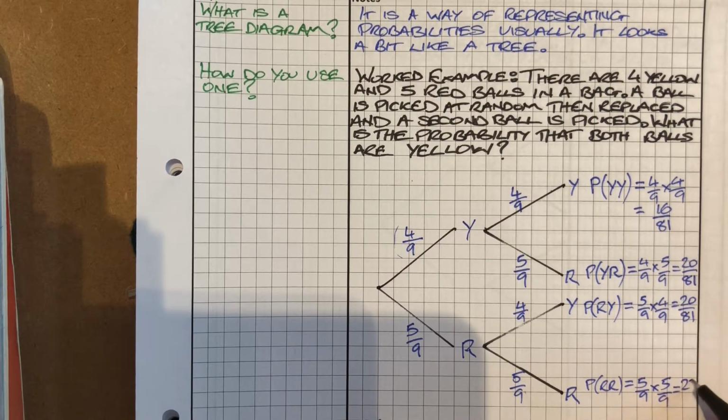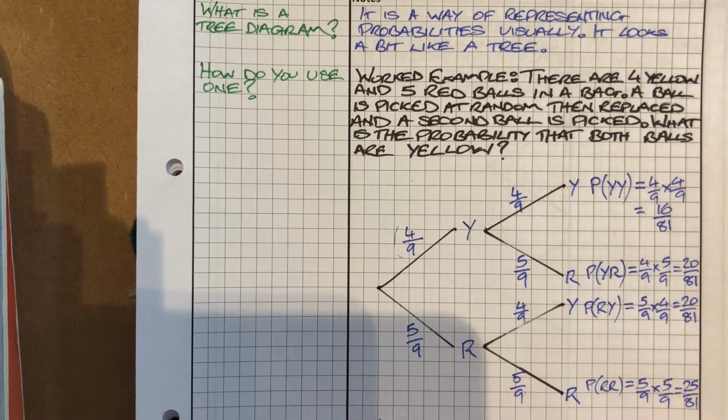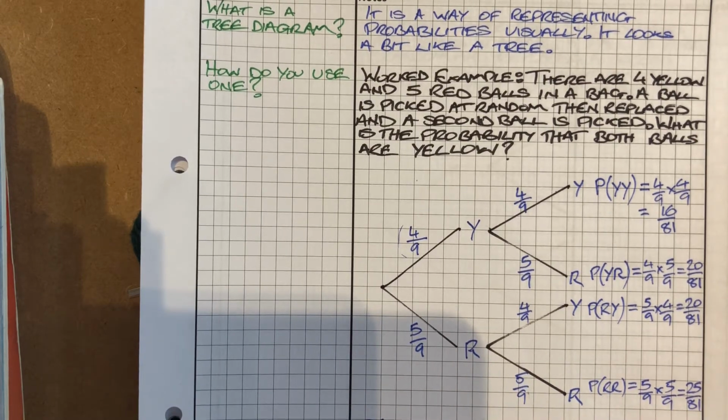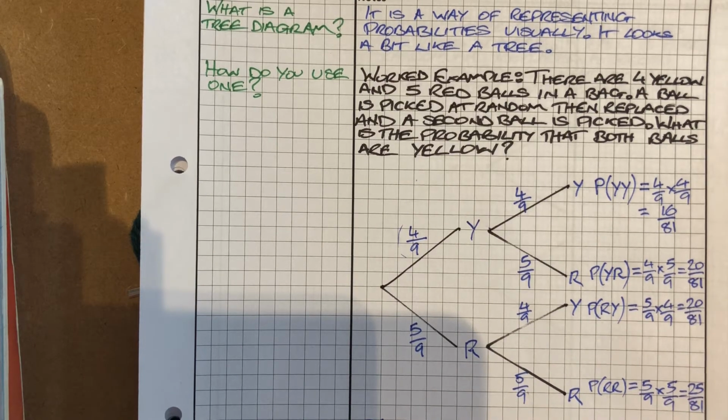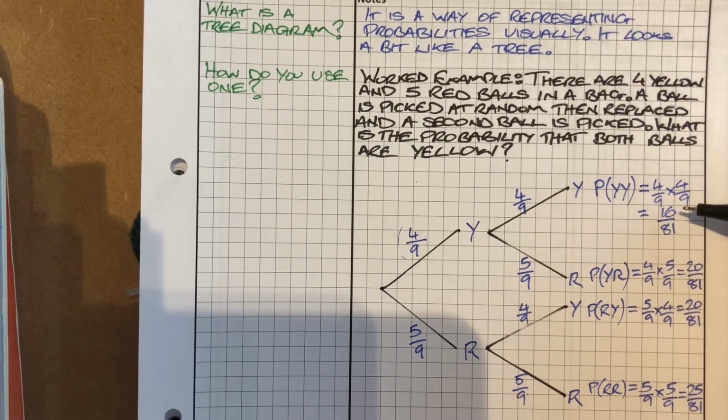And that gives me 25 over 81. So that is the probability of all 4 arrangements of choosing 2 balls from the bag. Notice the probabilities here are 16 over 81, 20 over 81, 20 over 81, and 25 over 81. If we add these up, you get 25, add 20 is 45, add 20 is 65, add 16 is 81. That's 81 over 81. Again, it is 1.